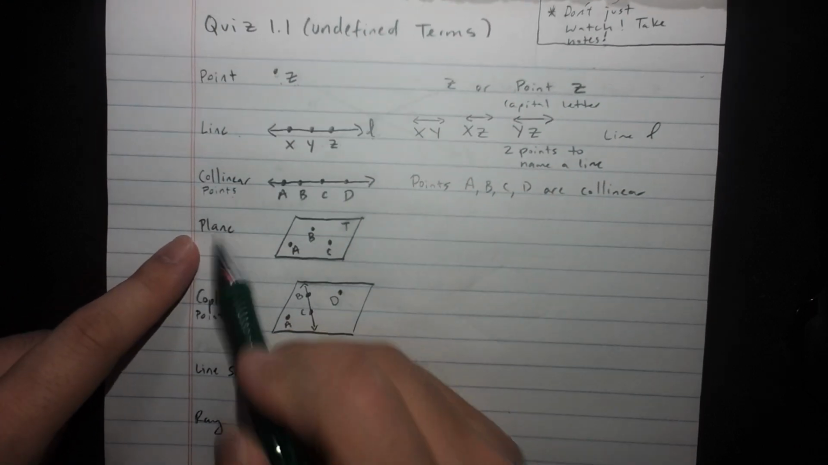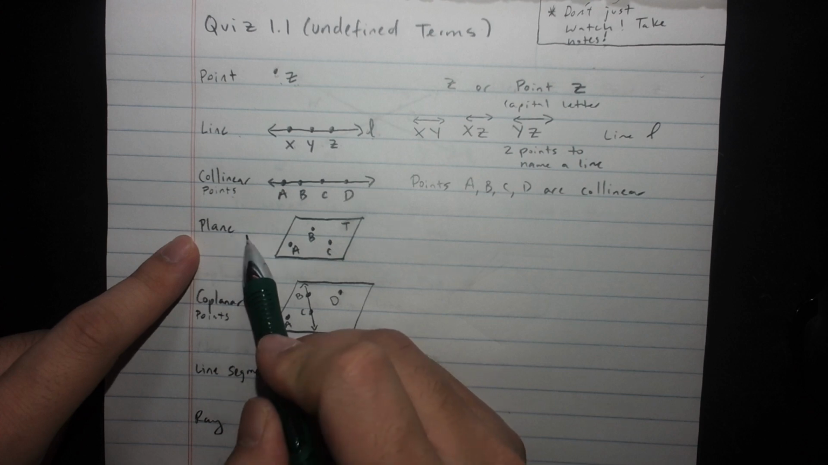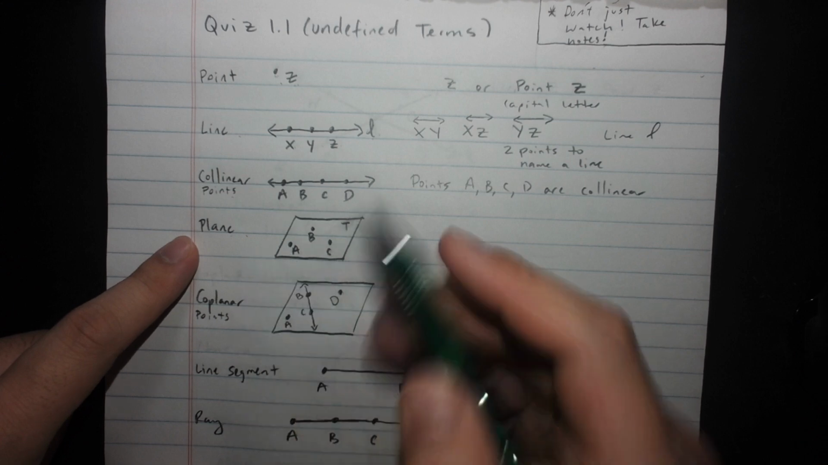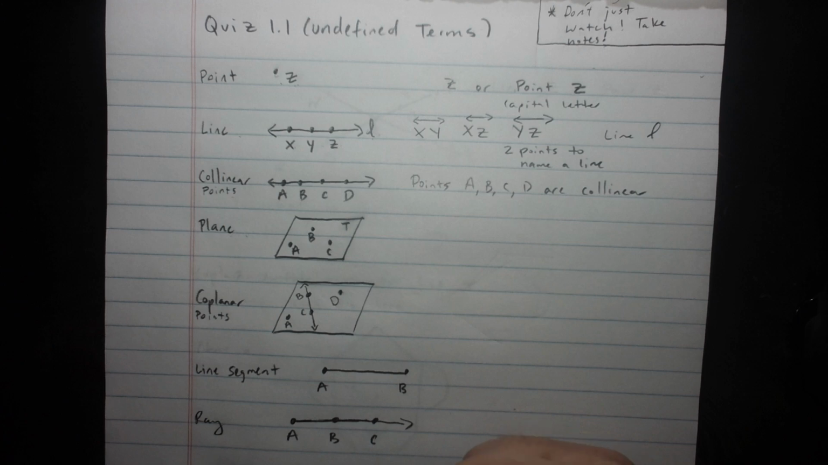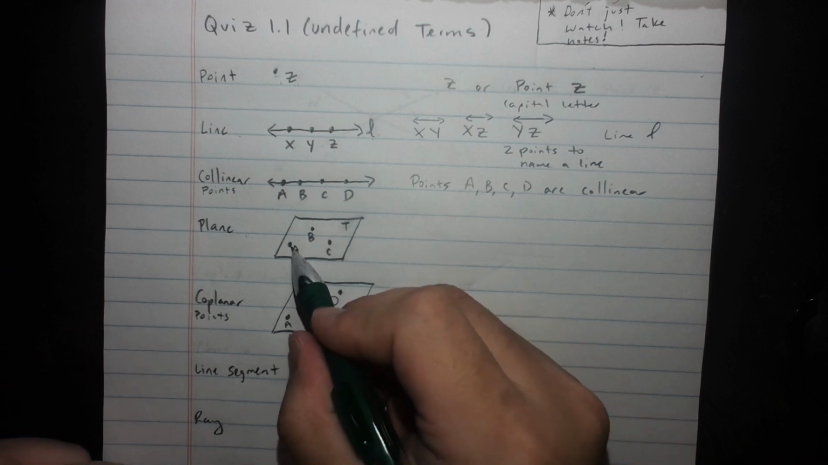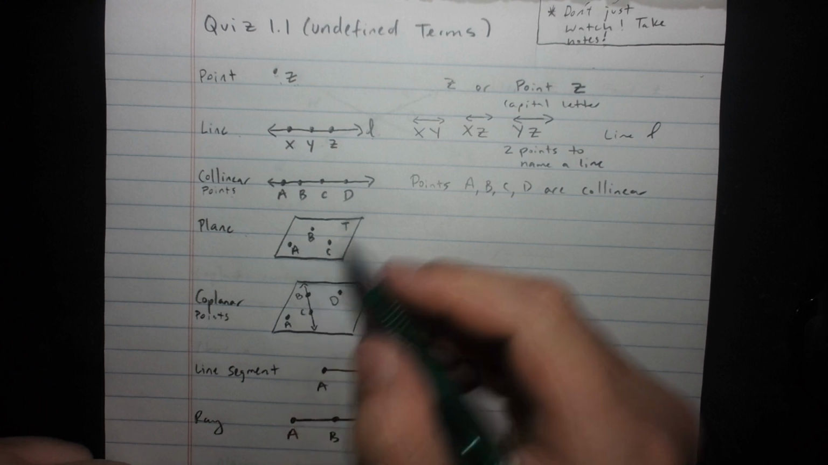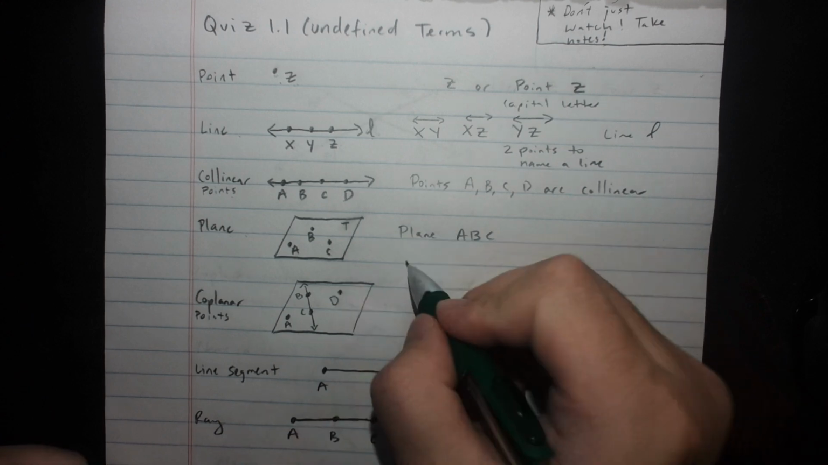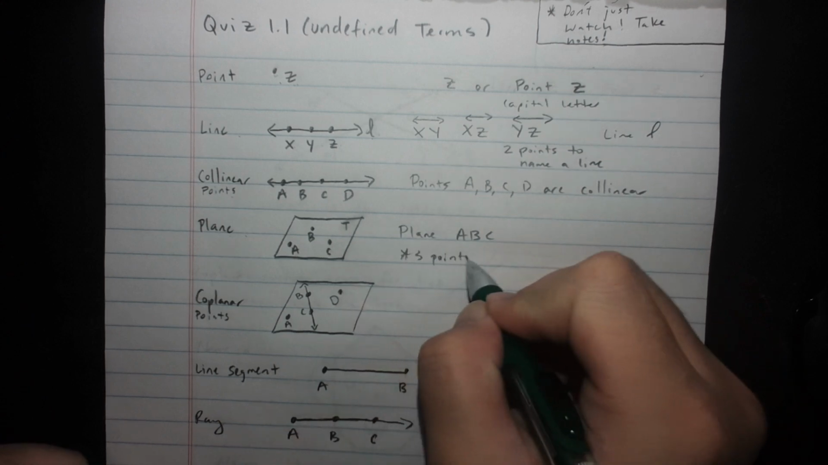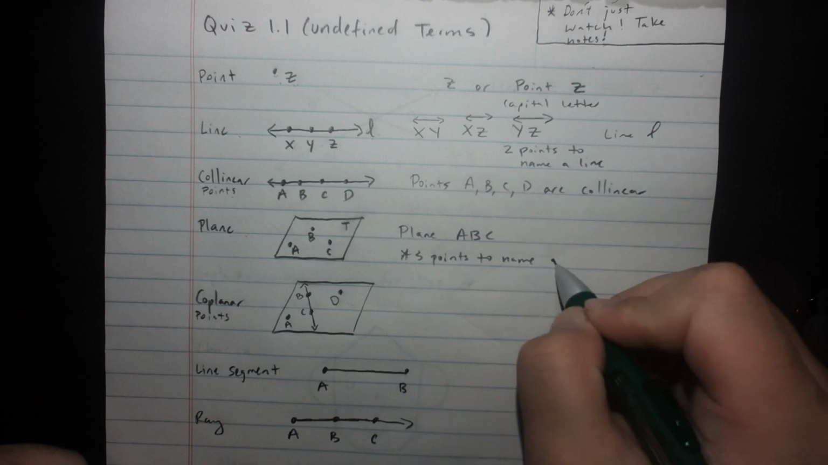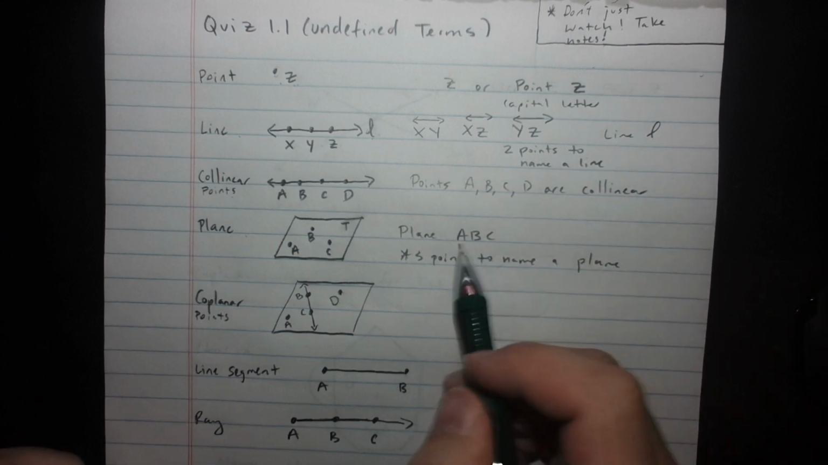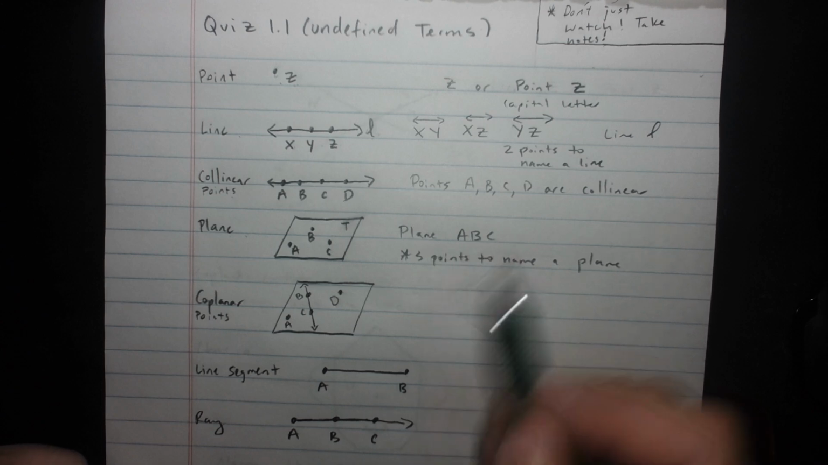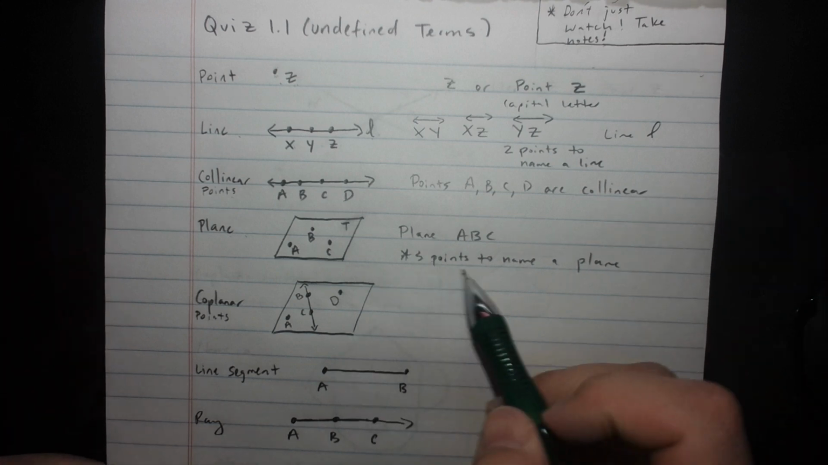Plane. A plane extends forever in all 4 directions. In order for us to name a plane, you need 3 points. Luckily, we have 3 points here. So we have points A, B, and C. I can call this plane ABC. The rule here is I need 3 points to name a plane. You can switch up the order if you wish. You can call this plane CAB or plane BAC. The order doesn't matter. So 3 points to name a plane.